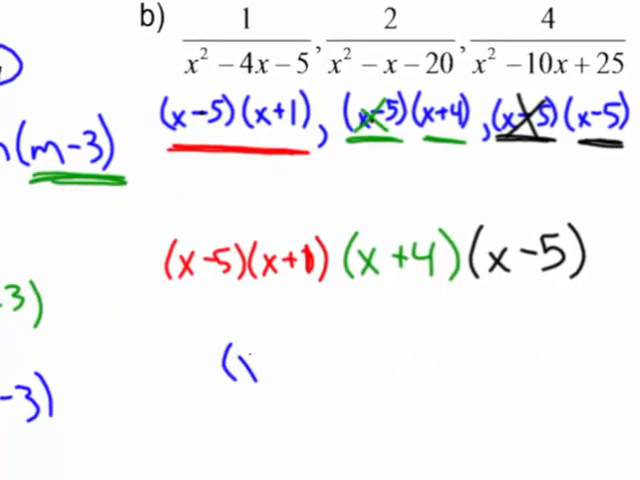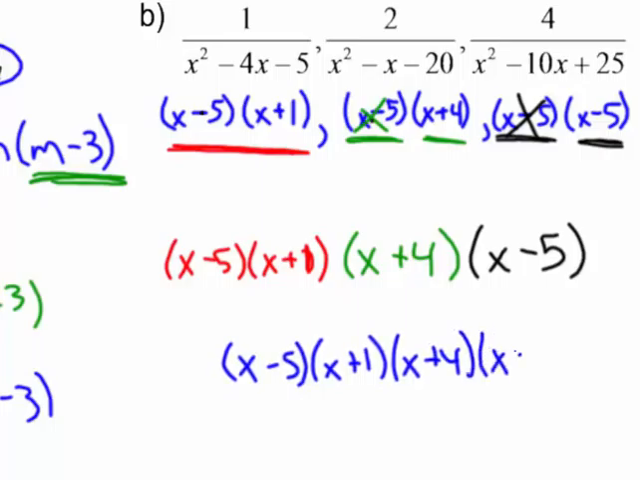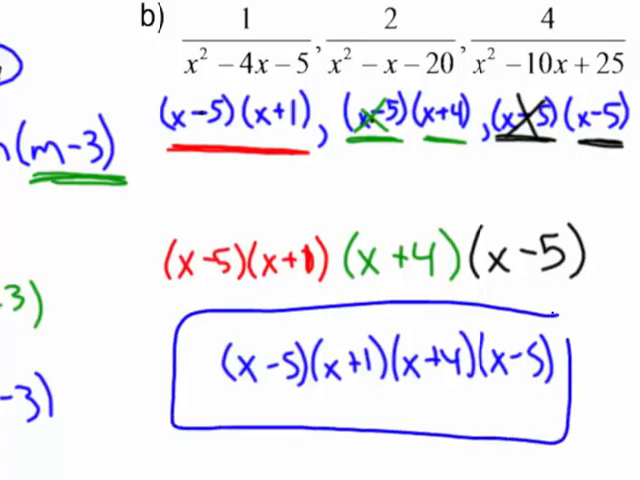Now, you could write this x minus 5 squared, or x minus 5 times x minus 5, and then x plus 1 and x plus 4. Again, I would not multiply it out at this point. You're done. That's all you need to do here to find the common denominator.